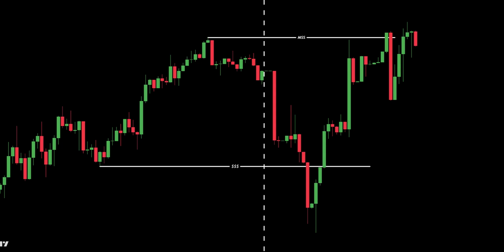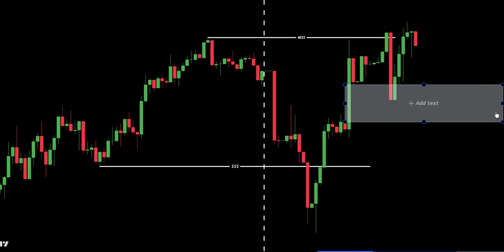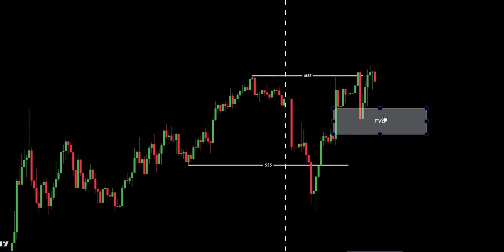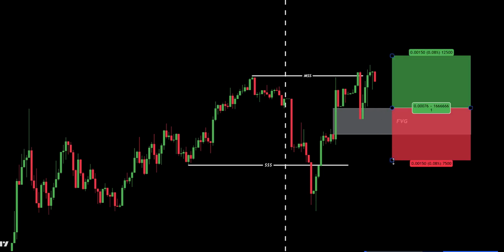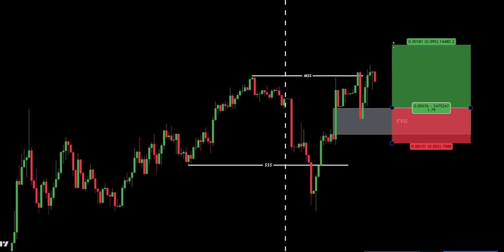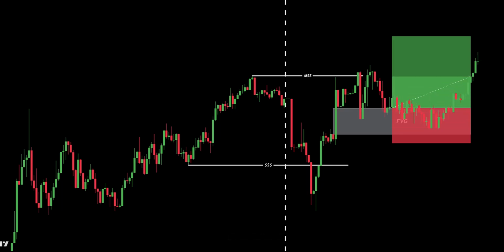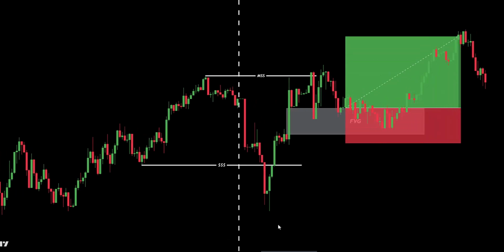The reversal move leaves behind a fair value gap, a clean demand zone. If price returns to this zone, we prepare to strike. Set a buy limit at the start of the FVG and place your stop loss just below the swing low. For targets, aim for the next key resistance levels up ahead. This gives you a precise, structured way to enter with the trend after the reversal is confirmed, not before.